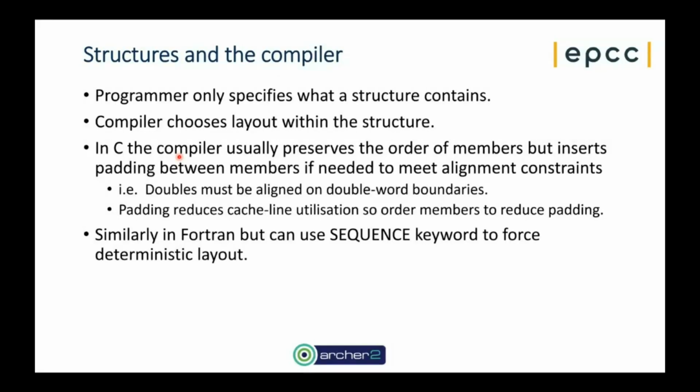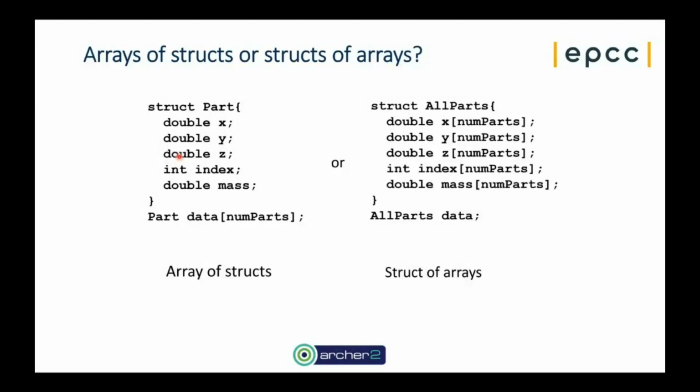This is an example here. This is a structure here. It's a particle, you've got an X and a Y and a Z, and then you've got an index and a mass. What the compiler will do is create an object like this, and then in memory, X and Y and Z and index and mass will be contiguous in memory. Then you'll move on to the next particle, and it'll be X, Y, Z, index, mass, X, Y, Z, index, mass. Now, from a programming and software engineering point of view, this is a very nice way of doing things.